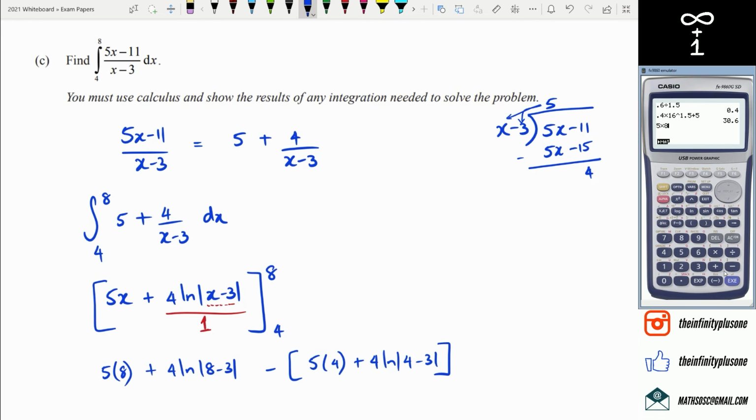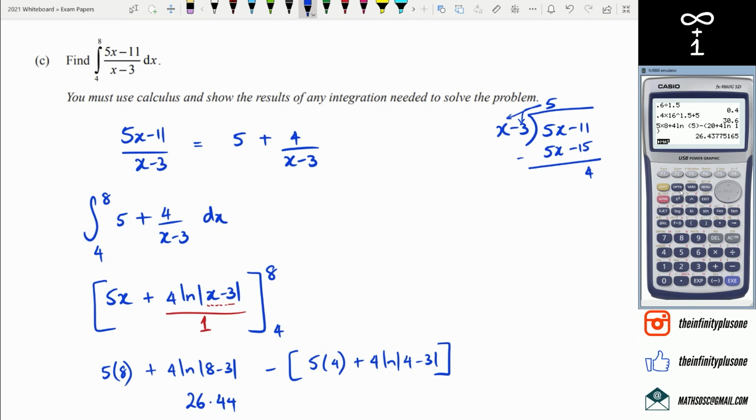So we've got 5 times 8 plus 4 ln of 8 minus 3, which is 5, minus, I'm going to put a single bracket, 20 plus, well, that's just going to be 0 because it's ln of 1. And as you can see, it's giving me an answer of 26.44.